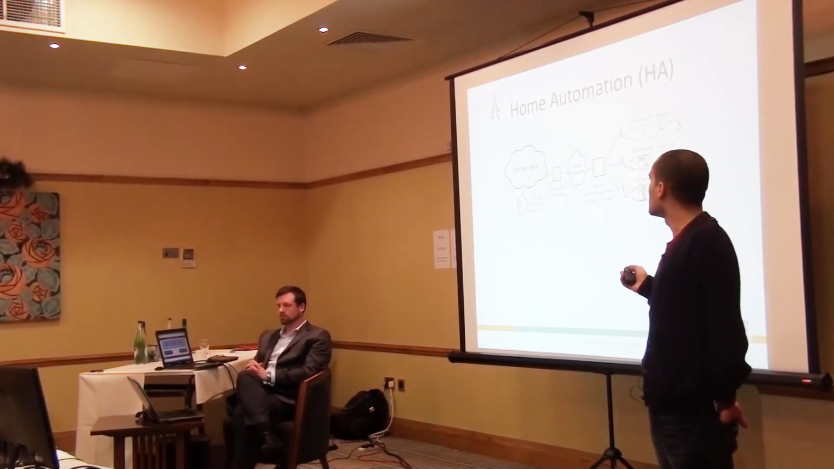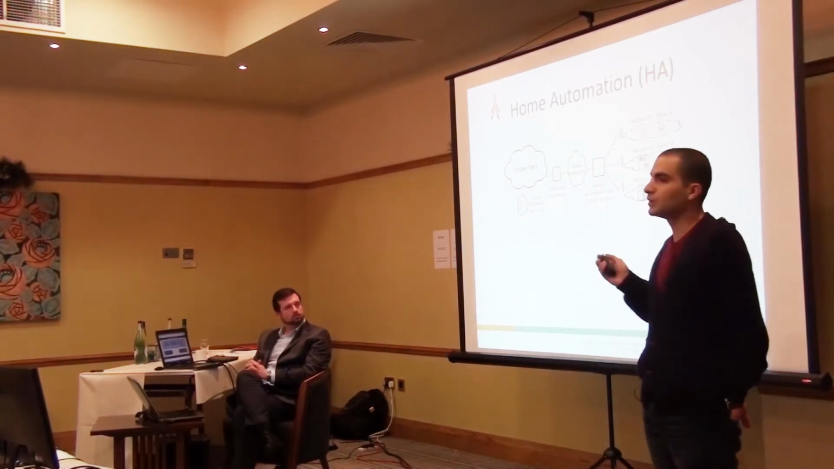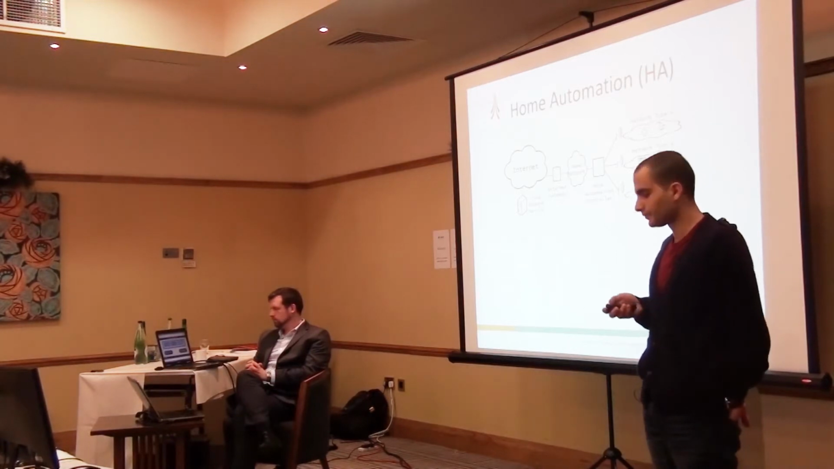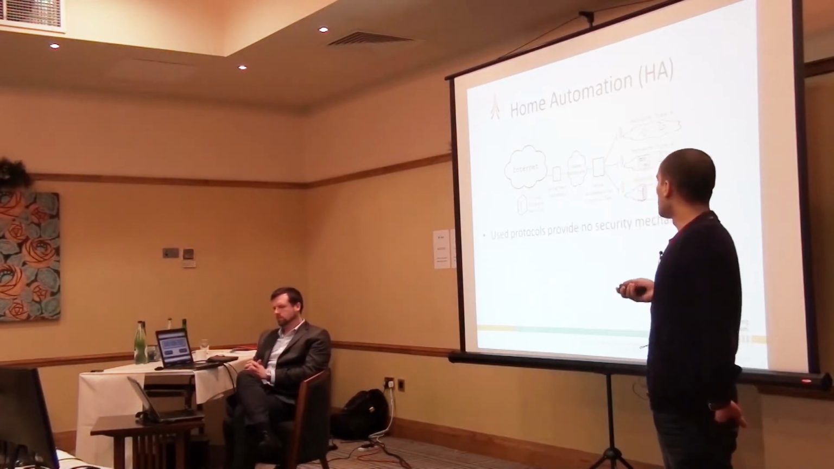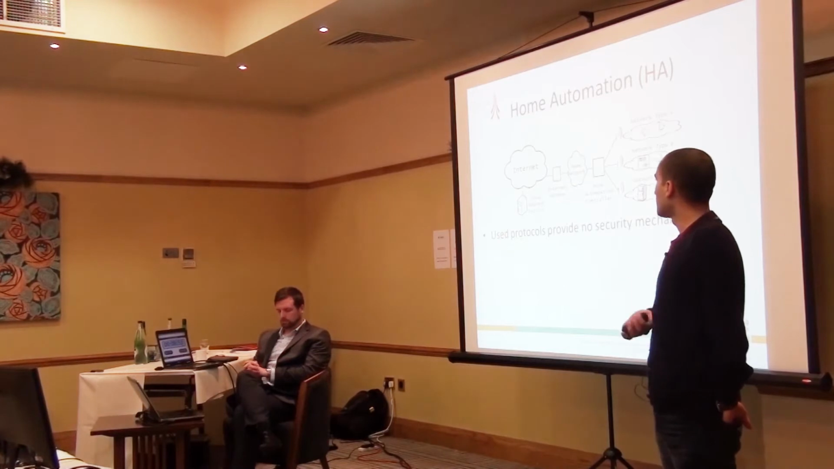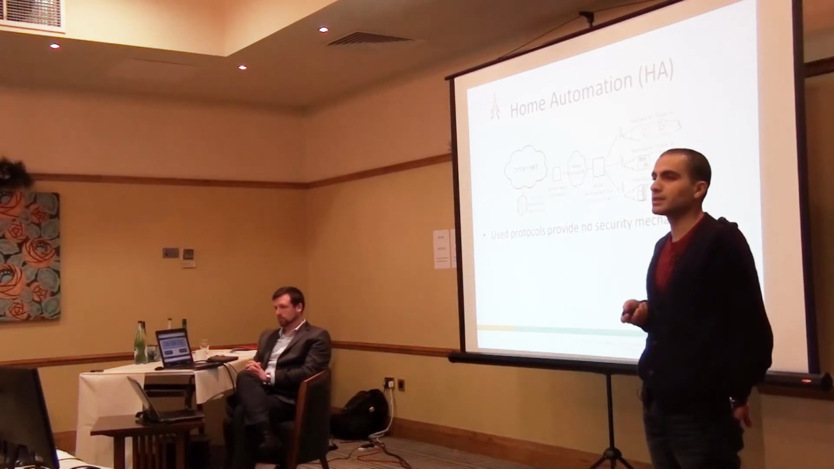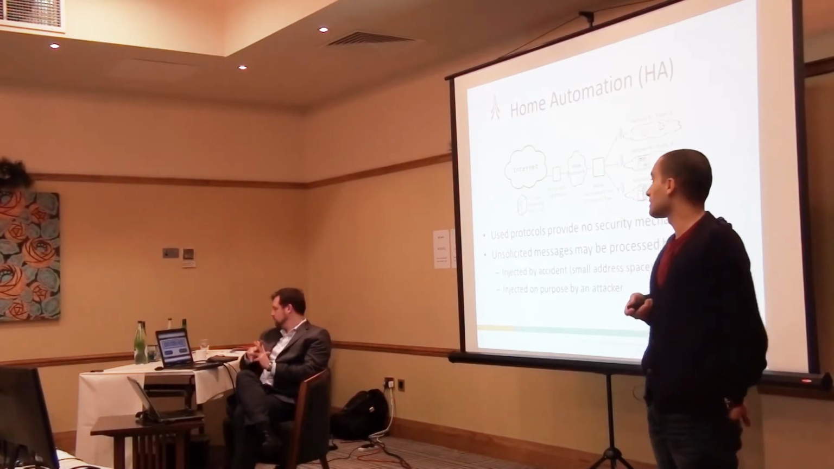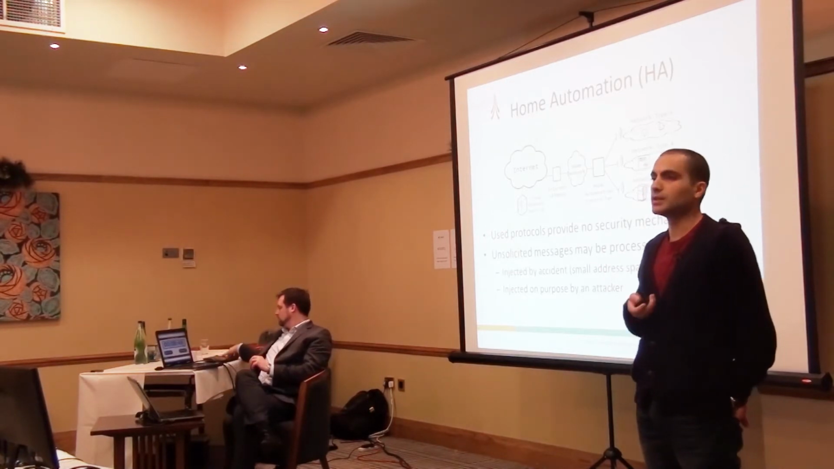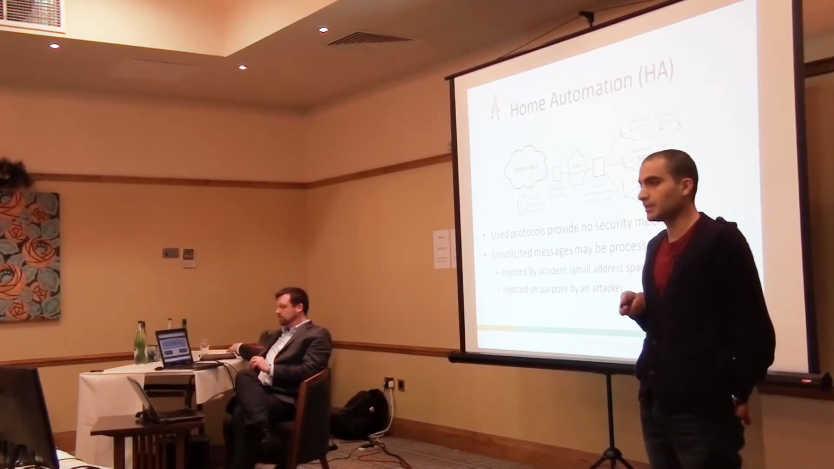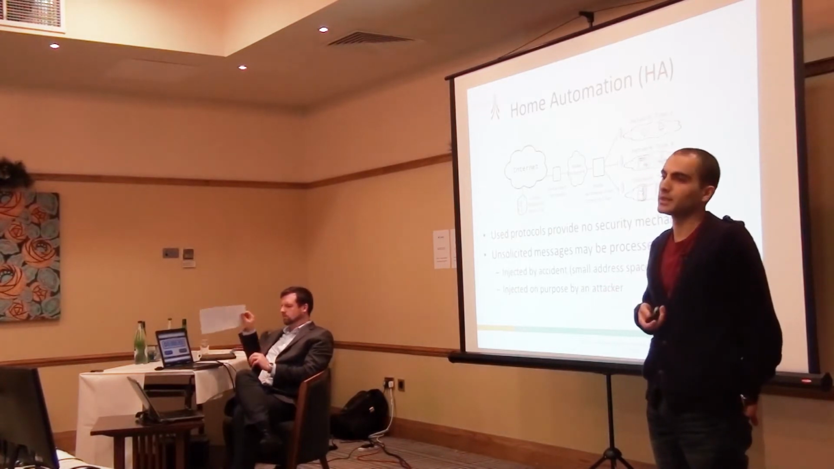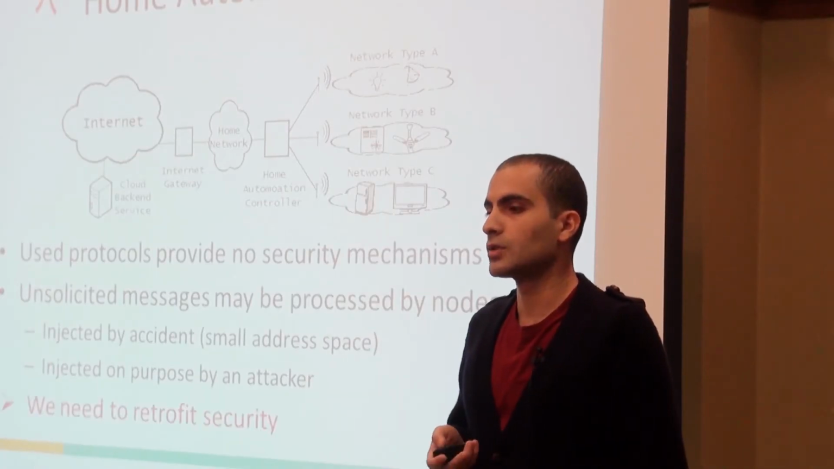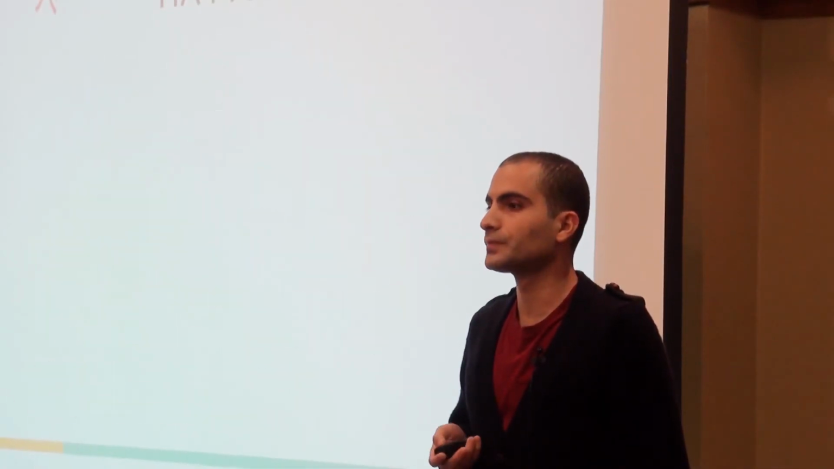Some of the duties of the home automation controller can move to cloud service, for example, storage or processing. The protocols that are used in these different network types don't provide any security mechanisms. So, unsolicited messages may be processed by the nodes. It can be done by accident because they have small address spaces, or it can be done by an attacker on purpose. So we need to retrofit the security.